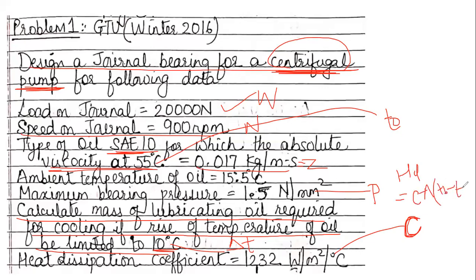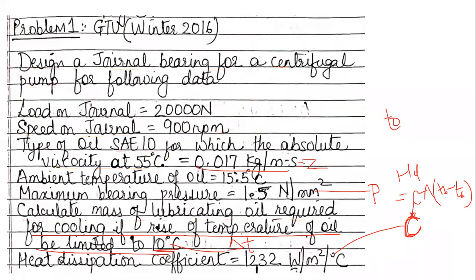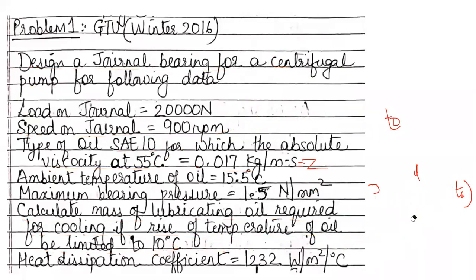TB minus TA, that formula which was there. So that C which we have to use is this heat dissipation coefficient, 1232 Watt per meter square per degree C. So we have to calculate the mass, which is still step number 10. Let us start one by one.